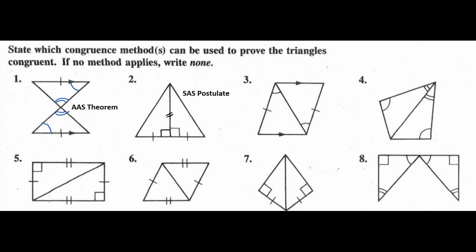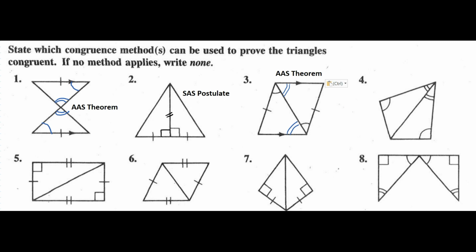Now let's look at number 3. Again, here we have parallel lines. Do we know anything about the angles? Well, we can use, for example, the transversal in the middle, and we can say that this angle here must be congruent to this angle. Now, if we look at both of these triangles, we have two angles that are congruent to angles of the other triangle, and the non-included side is congruent to the non-included side of the other triangle, and therefore we can again use the AAS theorem.